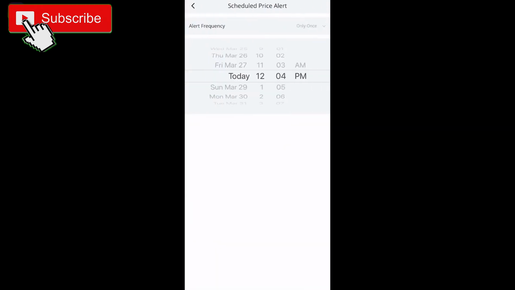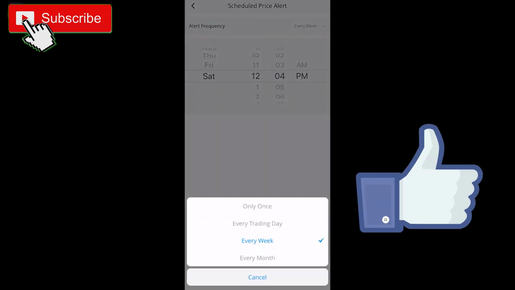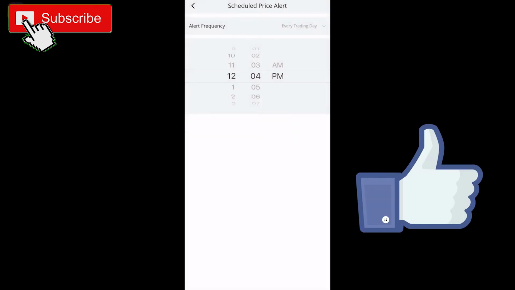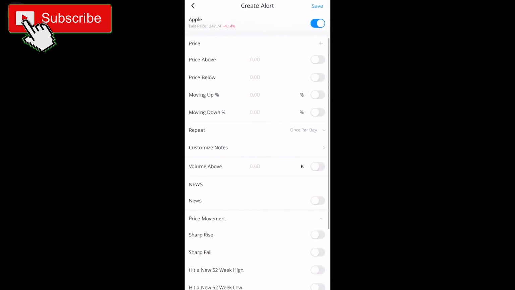I can also say, okay, send me an alert once, every single day, every week, every month, to customize these alerts further. So just hand in hand with TradingView, and I can't see myself paying for TradingView when I can do it for free on the app that I can also trade on.